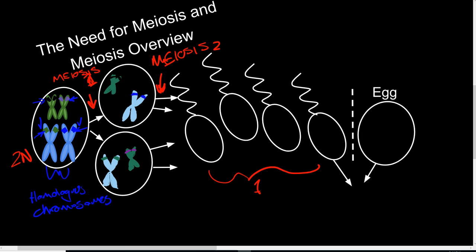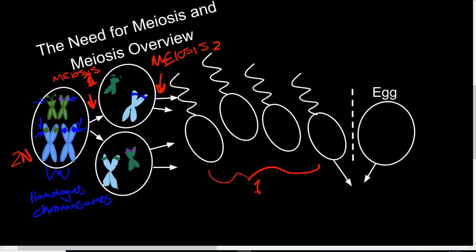So you have one, I've drawn it as a green chromosome up top and one down below, one light blue chromosome up top and one light blue chromosome down below. That process is called meiosis 1. I will go into more detail on the next slide about what meiosis 1 is, but for now just know that there is a separation of those homologous chromosomes. Next, we do go through meiosis 2.